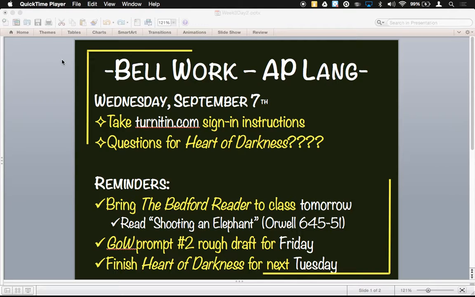Tomorrow I'm not going to be here. I'm going to be down in Pitt for a meeting. So before I forget, you need to bring your Bedford Reader to class tomorrow. In your Bedford Reader, there's an article entitled "Shooting an Elephant" by George Orwell.